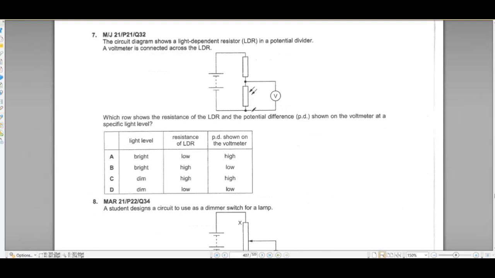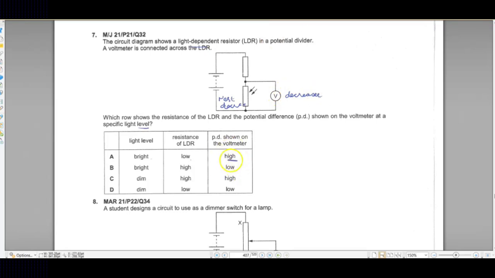Question number 7. The circuit diagram shows a light dependent resistor in a potential divider. A voltmeter is connected across the LDR. Which row shows the resistance of the LDR and the potential difference shown on the voltmeter at a specific level of light? Okay. If the light is bright, the resistance is going to be decreased. So if the level is bright, resistance is going to decrease, and over here, the potential difference on the voltmeter is going to decrease as well.